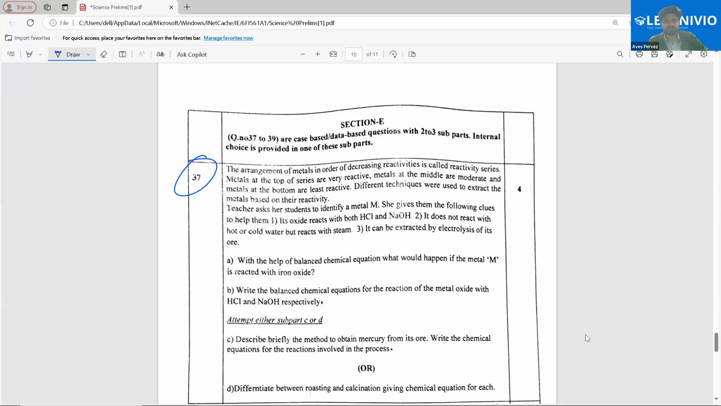Metals at the top of the reactivity series are very active metals. The teacher asks the student to identify the metal M. She gives the following clue: its oxide reacts with both HCl and NaOH. Zinc does not react with hot and cold water, and reacts with steam. That is right. It can be extracted by electrolysis of its ore. Zinc is in the moderately reactive group. So it means it is aluminium.